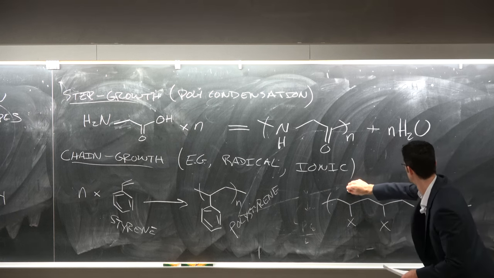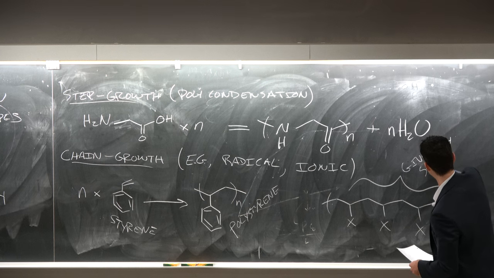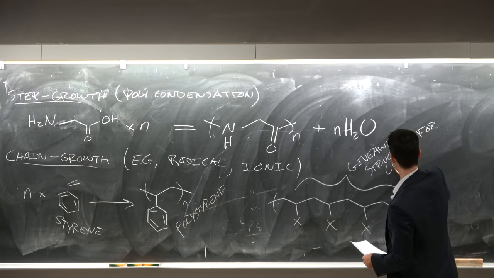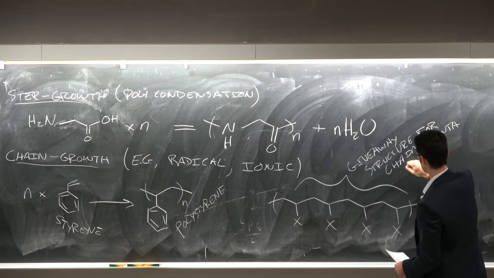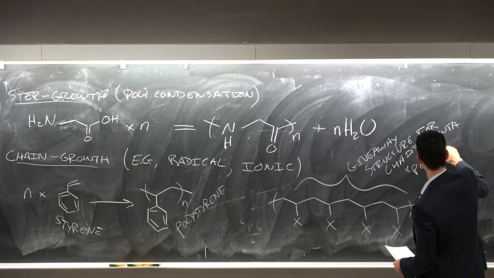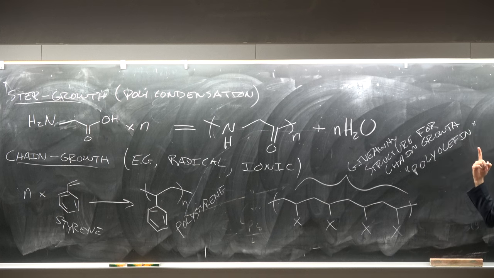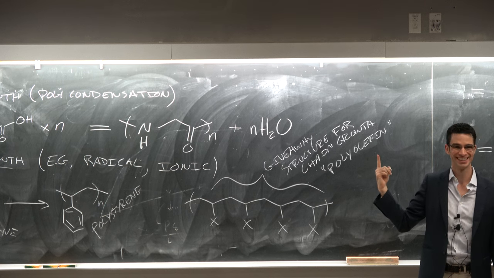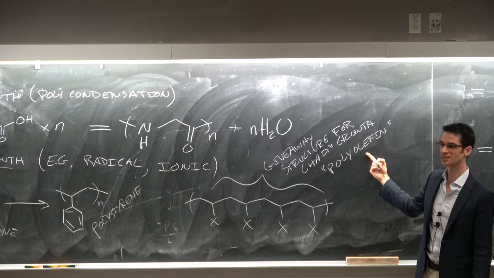And this is called, this is the giveaway structure for chain growth. And this is called a polyolefin, where the word olefin is an ancient word meaning double bond, which sounds like an elf and an orc's child.